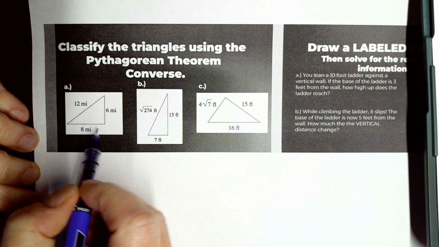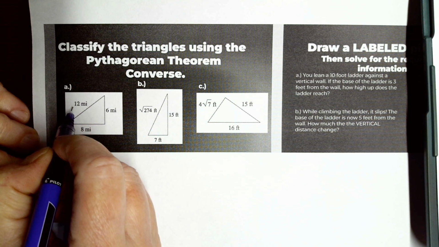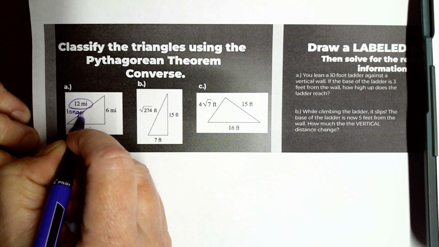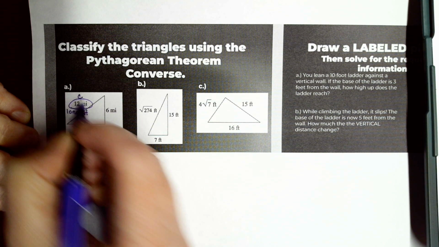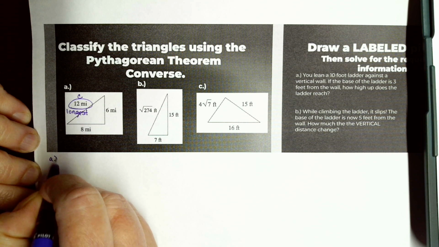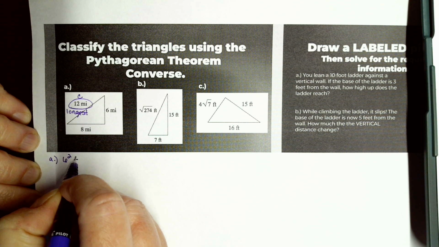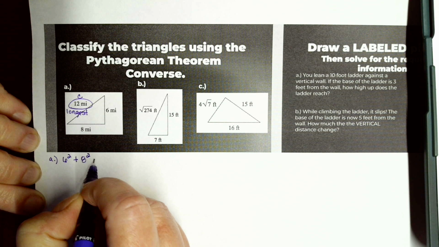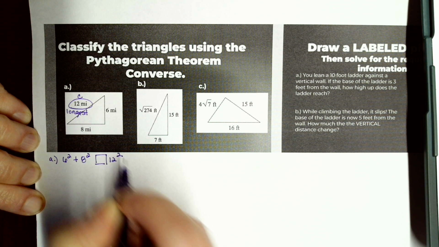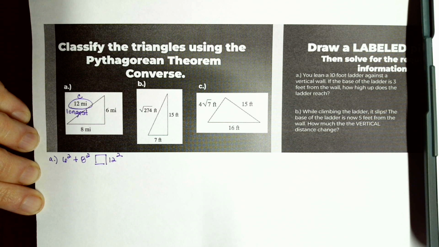So as I look at a here, I've got a 12, a 6, and an 8. This side would have to be my longest. Okay, that's the longest. So if it works, that's going to be my c. So as I go ahead and set this up, we're curious, is 6 squared plus 8 squared, how does that relate to 12 squared? Is it equal? Is it less? Or is it bigger than? So let's go ahead and punch that.